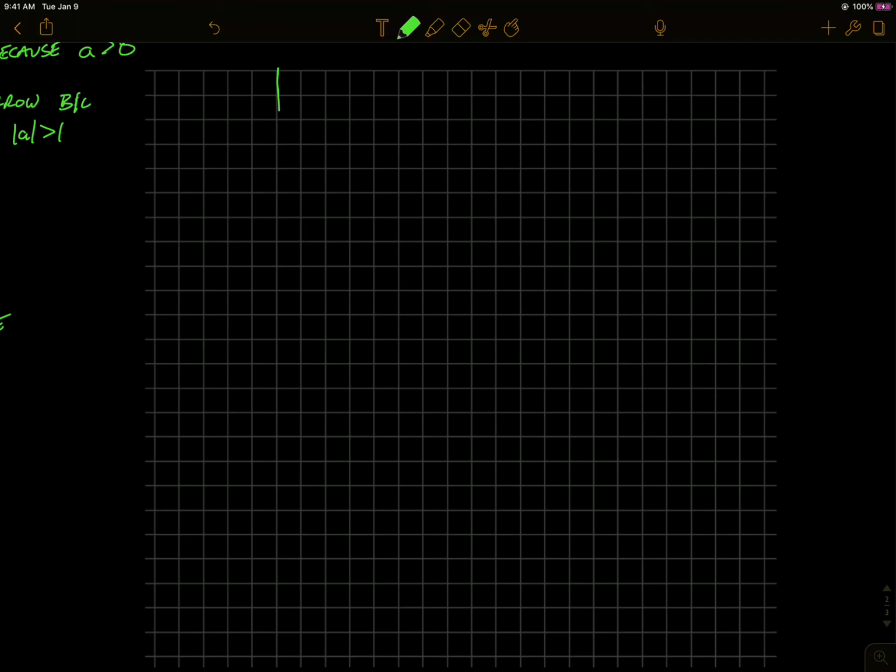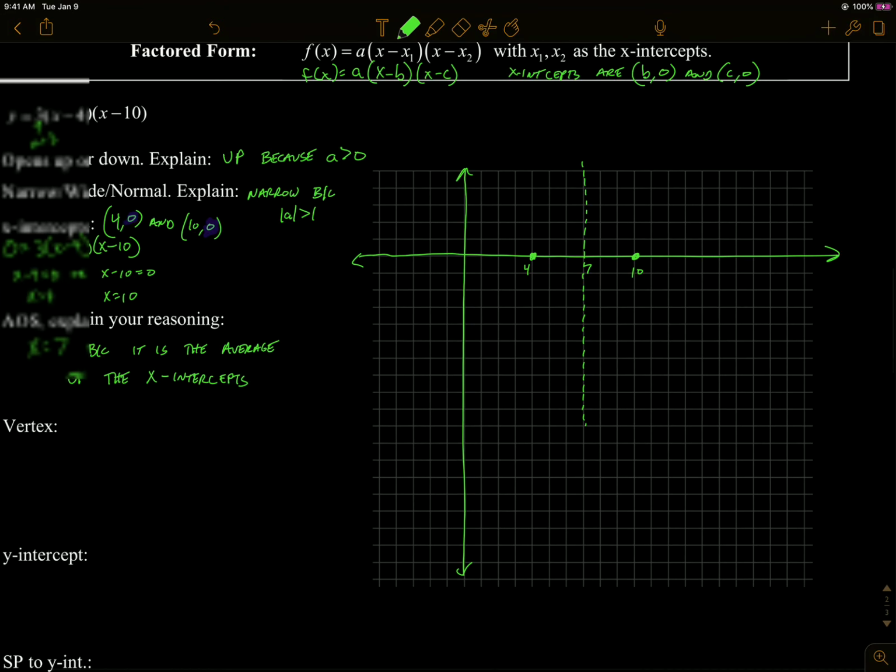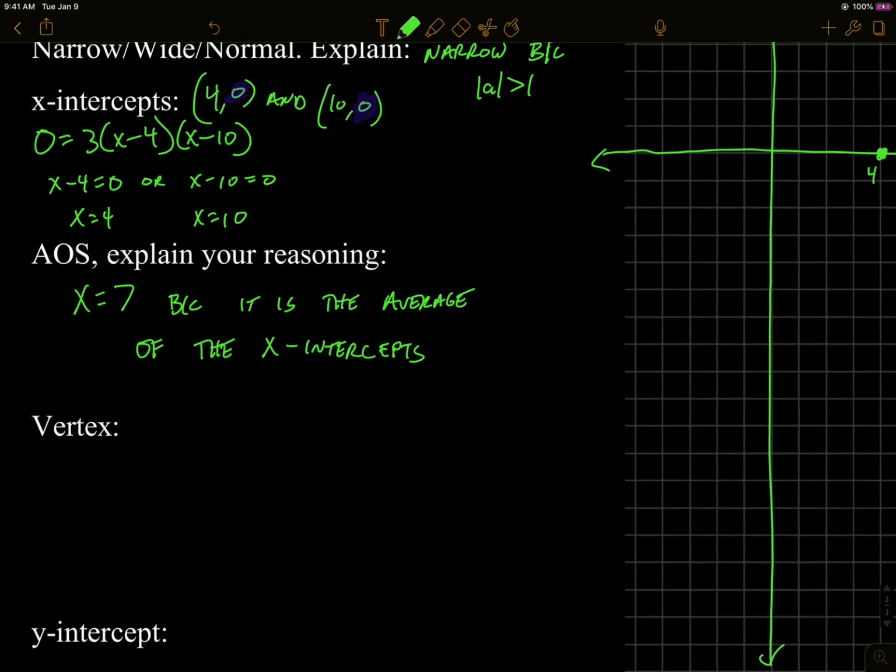So let's look at this thing. There's an x-intercept, and there's an x-intercept. So I know the axis of symmetry has to run right between them, because it has to be symmetrical in a parabola. So what I do is I average those. If that's at 4 and that's at 10, then this has to be at 7. 10 plus 4 is 14, divided by 2 is 7.